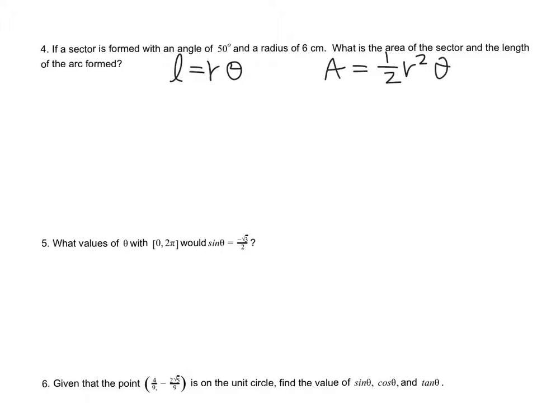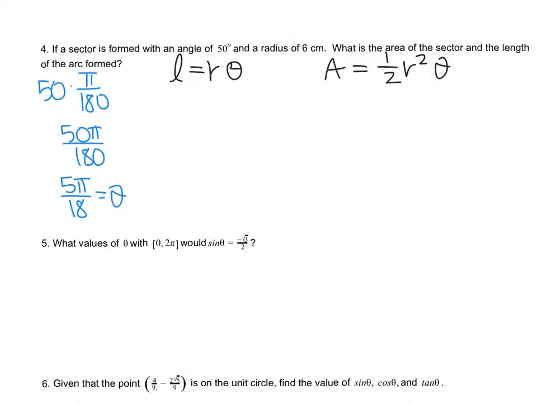Now for both of these formulas, it is important that our angle measure theta is in radians, because both of these formulas are based off the fact that our angle is in radians. And right now our angle measure is in degrees. So we have to convert 50 degrees to radian measure first. So 50 times pi over 180, which gives us 50 pi over 180, which simplifies to 5 pi over 18. So this is the theta we're going to use in our formulas.